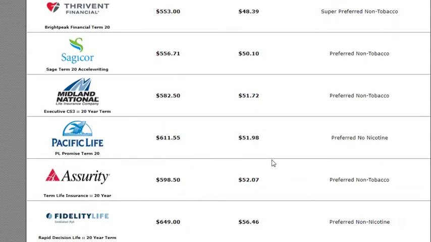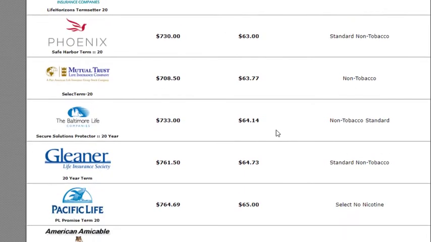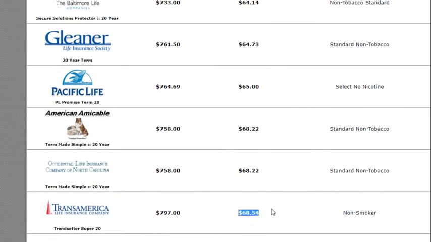Let's say your health's not the greatest. Okay, and this is what we call preferred or standard rates. Maybe $50, $52 a month with these known companies. Of course, there's other companies that are well known here that you could go with as well, like Transamerica, $68.54. That's still cheaper. And the standard rate's $70.